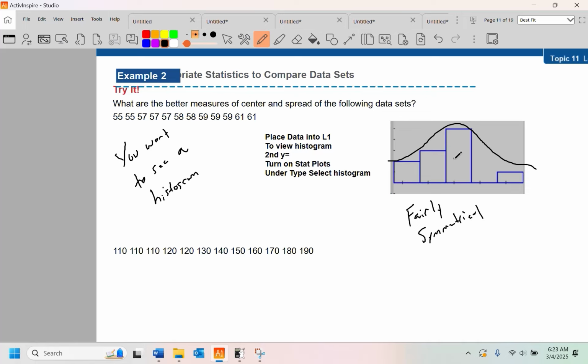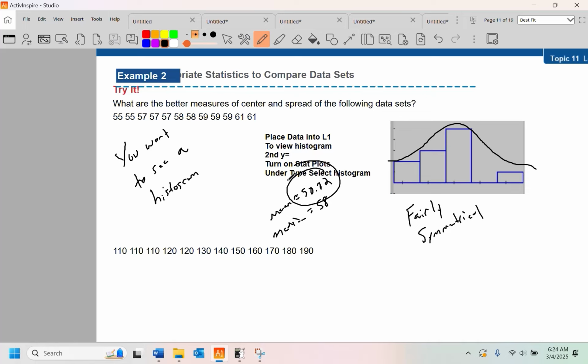Let's go to Stat, Calc, one variable statistics. And I feel like the median is going to be bigger than the mean. The median's 58. And the mean is 57.72. The median is 58. They're pretty close. So I would probably go with the mean.